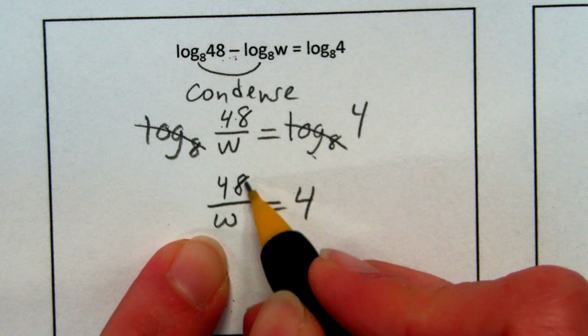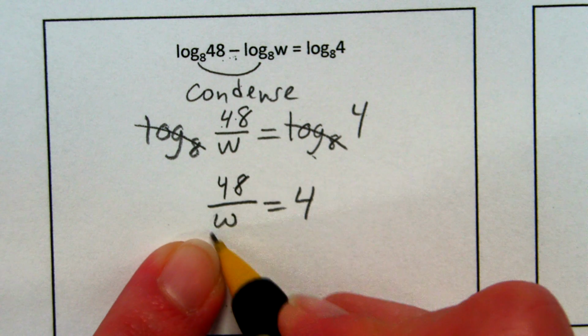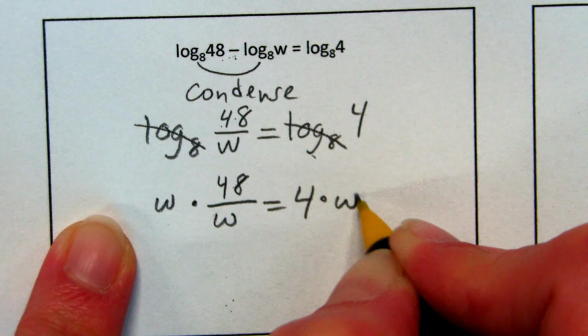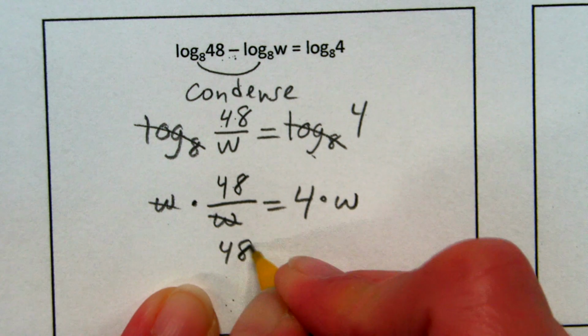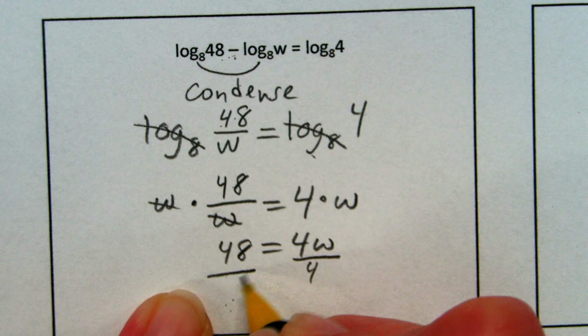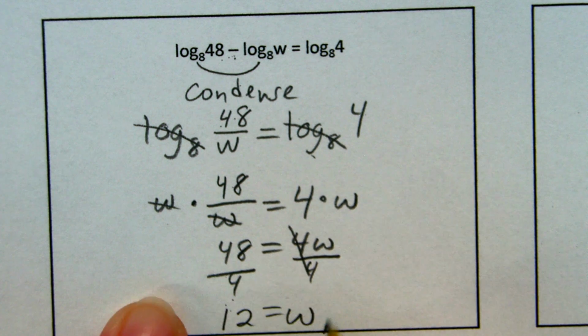And then we've got to get rid of this fraction. Whenever you've got one of these, it doesn't matter whether it's the letter or the number that's in the bottom. You're going to multiply by whatever is in the denominator, the bottom. So I'm going to multiply by W, gives me 48 equals 4W, and then divide by 4. So we end up with 12 equals W.